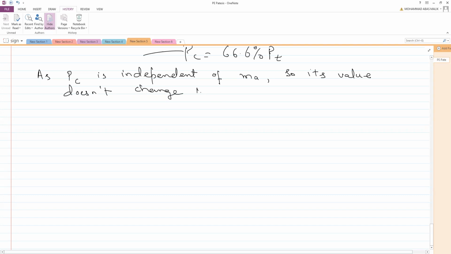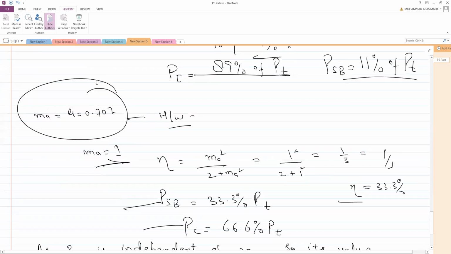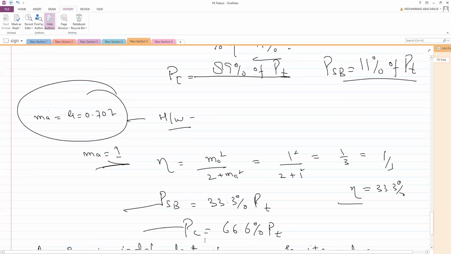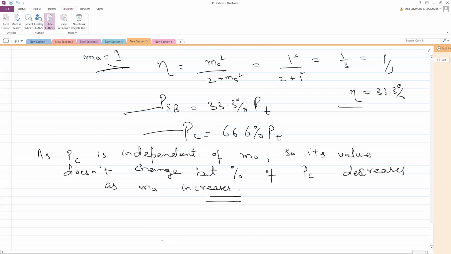But one point to remember is that the percentage of PC, in terms of modulation efficiency, decreases as your MA increases. That's shown by this value. As MA goes from 0.5 to this, it decreases, right? This is the point to remember.